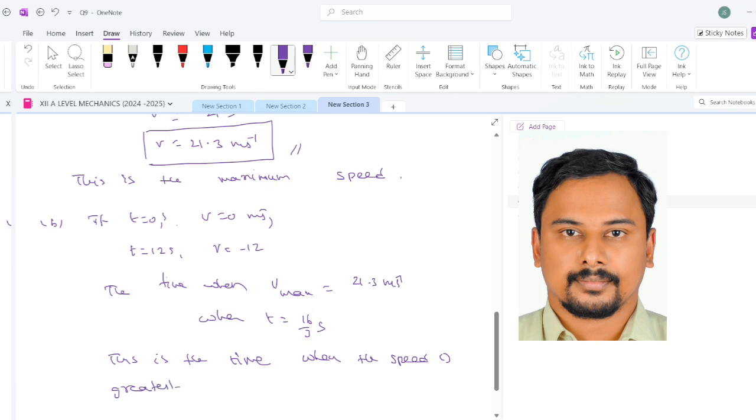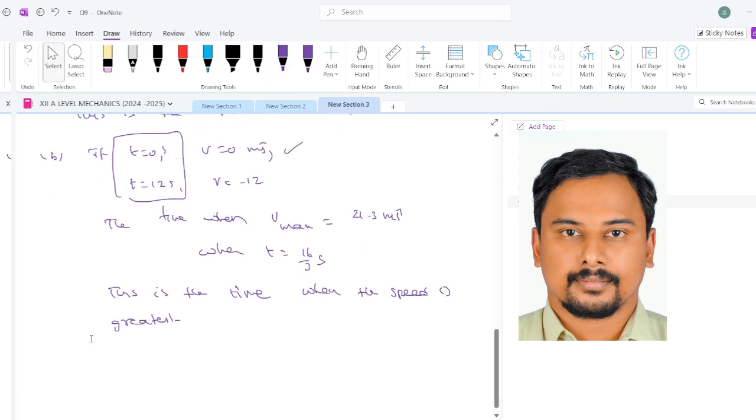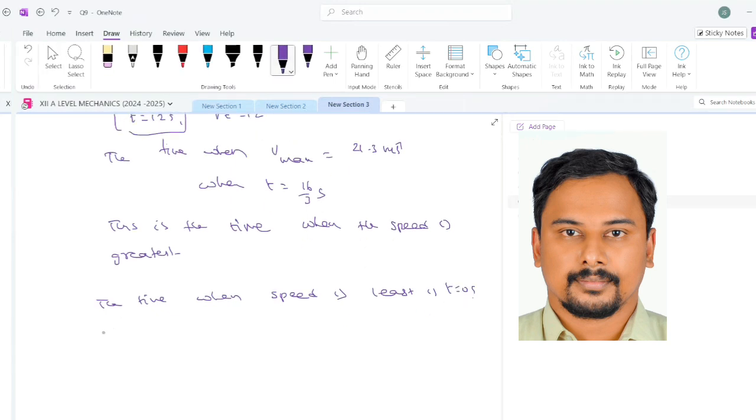Then where is it least? Obviously at this time. When time t equals 0, what happens to the speed? It is 0. 0 is the minimum speed, right? So the time when speed is least is time t equals 0 seconds. They asked in the question, find the difference in time. Therefore, the time difference.